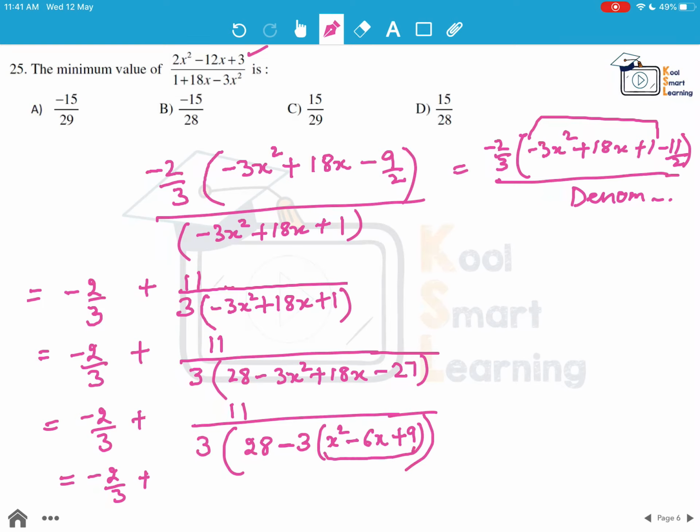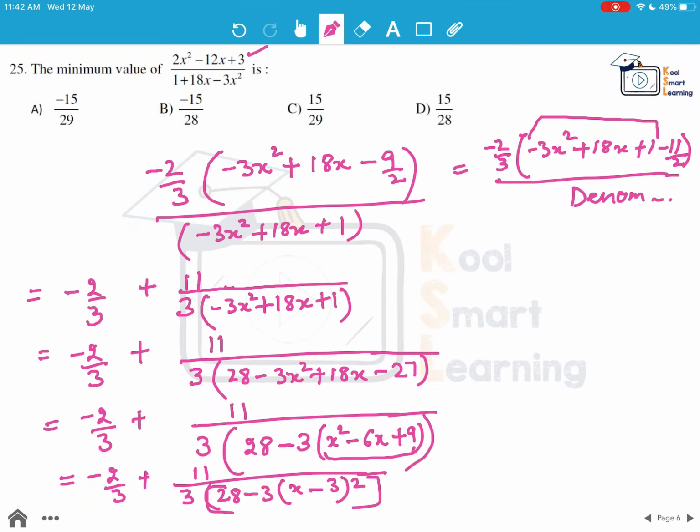And this we know is a perfect square, so we'll write it as x minus 3 whole square. Right, so we've just written it in the form of a perfect square. Why do we want to write it as a perfect square? Because then we'll be sure of the range of this perfect square. We know that a perfect square is not going to be negative, and we can take the values accordingly.